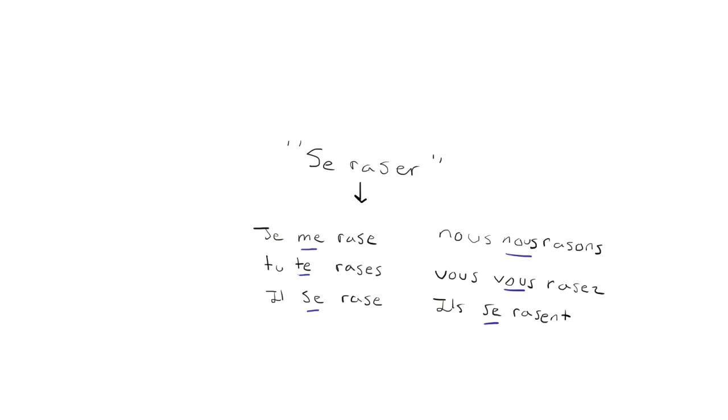So je, me, tu, te, and then the rasé part, you just conjugate it just like a regular verb. And hopefully, if you're watching this, you know how to conjugate a regular er verb. So these are versions of se.